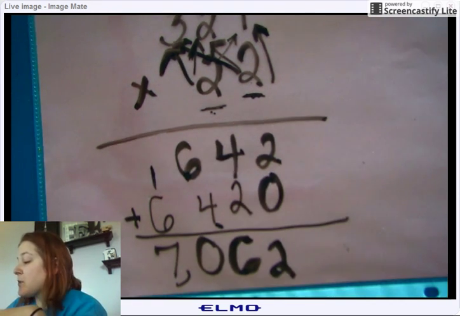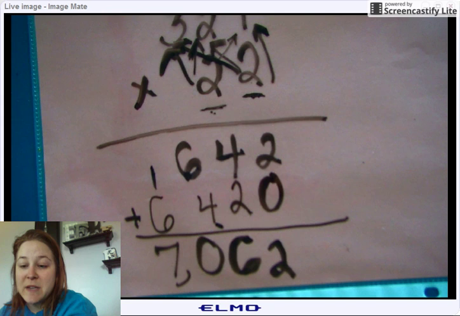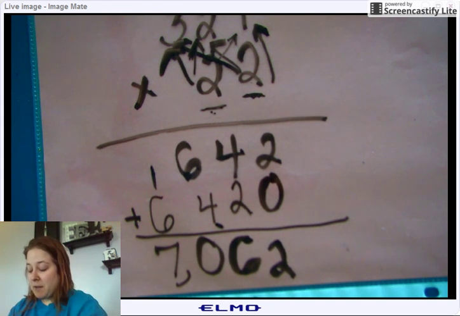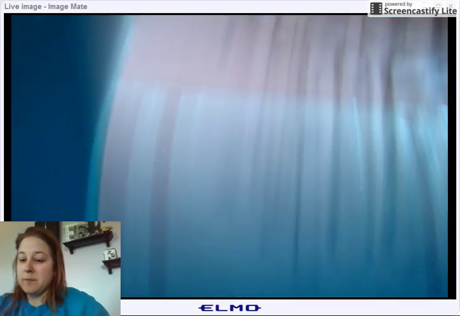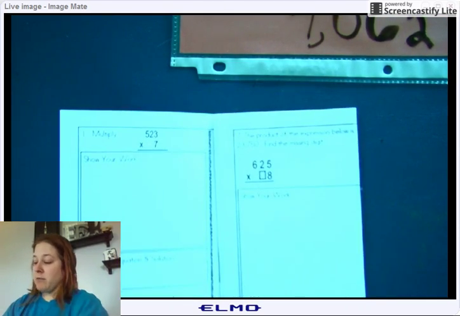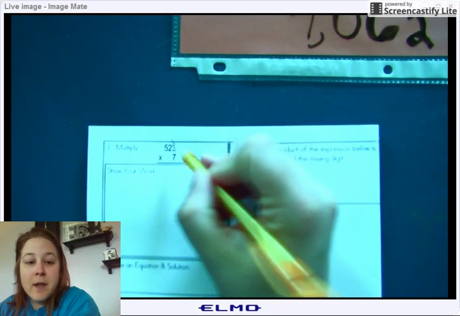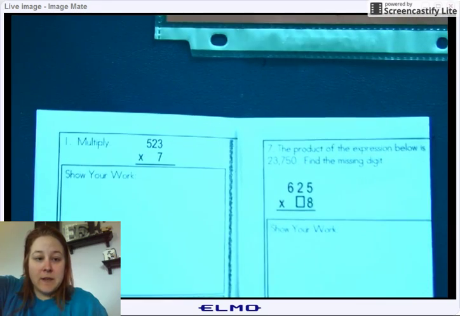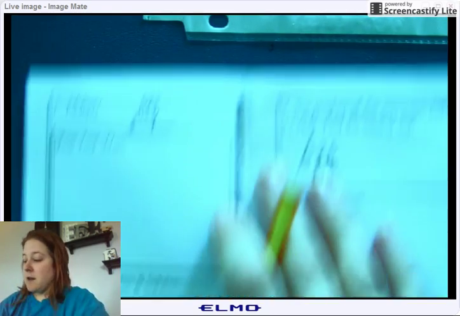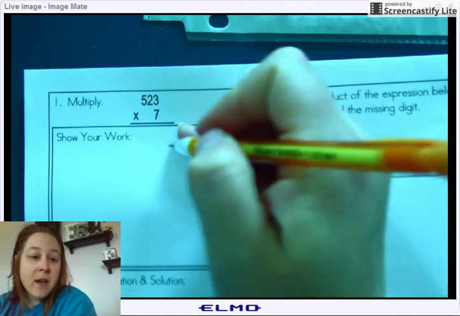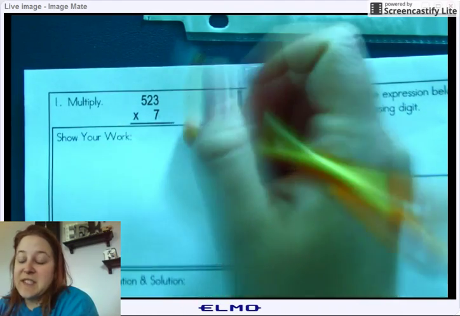We will work through the first one here together, and then I'm going to give you some time to check your answers. So looking at my brochure here, it starts us off real simple with 523 times 7. And as I show you work, I'm actually not even going to recopy it because you're going to eventually see my work right here.